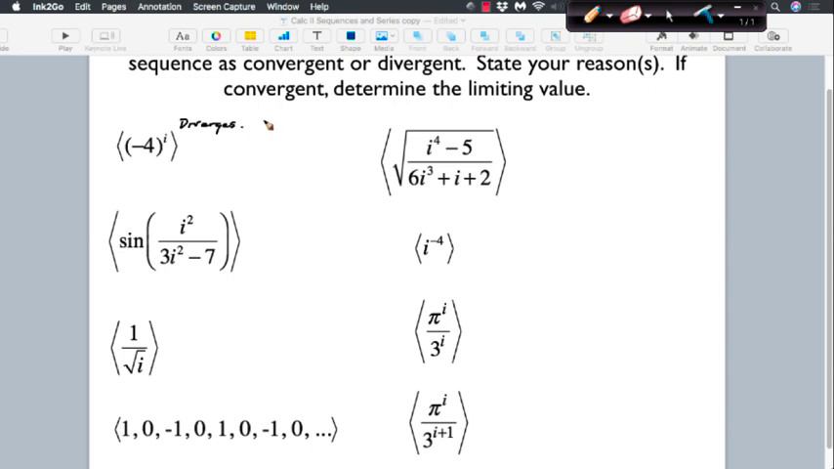Okay, that's right. So it's not that it has to be less than 1 or greater than -1. It has to be both. Right, it has to be in that interval. Okay, but yes, it diverges, because this is a geometric sequence with R less than -1.